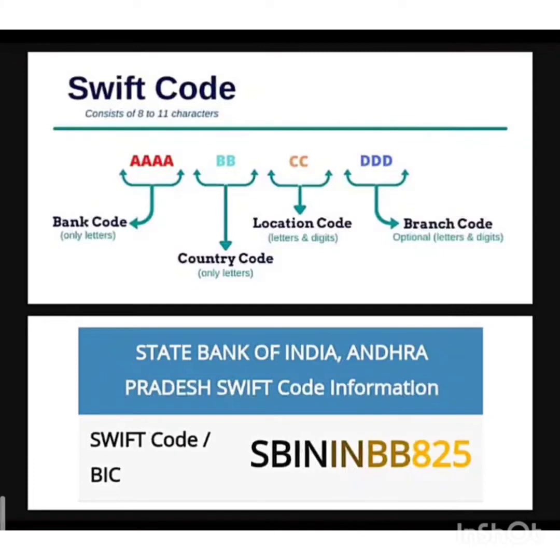So basically this Swift code can be considered as the post code of a bank. If one person has to transfer money from, say, one SBI account in India to one of his British friends, whose account is in a British bank, then apart from his friend's bank account number, this Indian person also has to write down the Swift code of that British bank where his friend has an account.